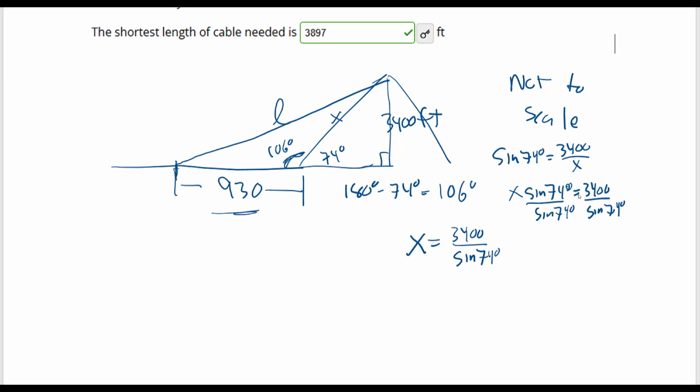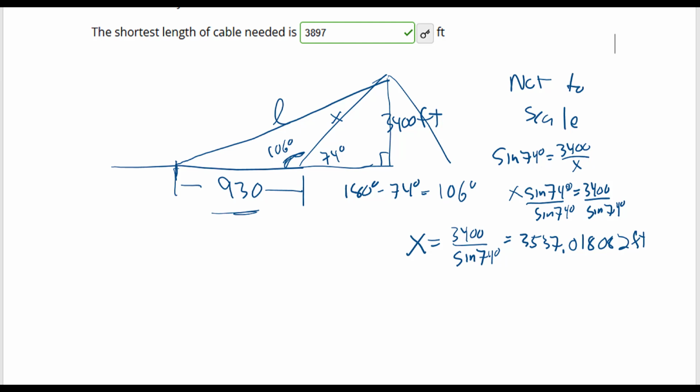So let me get my calculator out, and that'll give us our X value. I'm going to pause while I get there. So I have the value of X to be 3537.018082. I guess this is in feet. Okay. So now we have this side, the X.